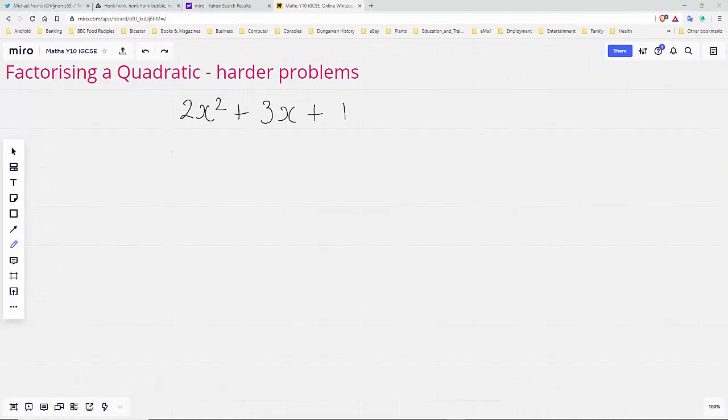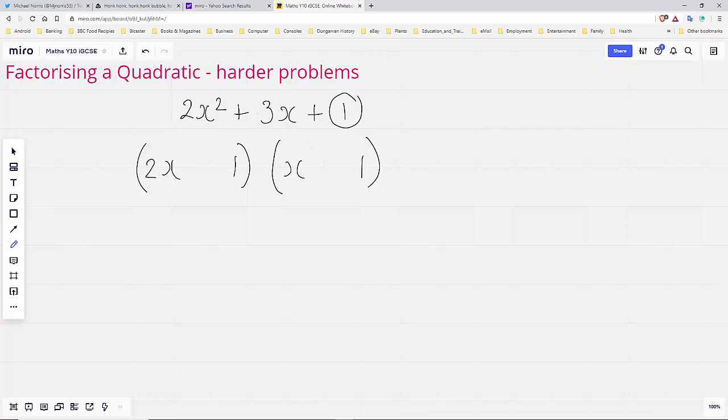So again, we'll put down our brackets as we've done before, and we'll put in the x in each bracket as we've done before. But there's a slight change here because we've got this 2 in front of the x squared. Now the only way you can generate a 2 is that one of these x's has a 2 in front of it. So I'm going to put a 2 in front of that one there and leave the other one just as an x. So 2 times 1 will give me 2, and x times x will give me x squared. Now looking at this number at the back here, the only way I can get a 1 is if I've got a 1 multiplied by a 1.